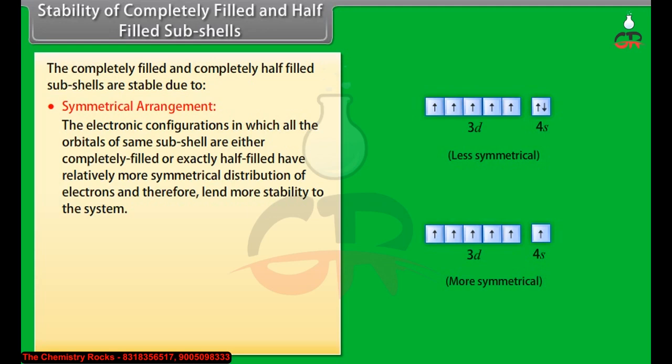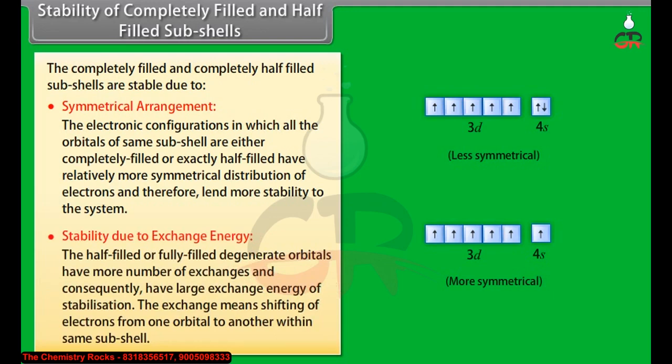Stability due to exchange energy. The half-filled or fully filled degenerate orbitals have a larger number of exchanges and consequently have large exchange energy of stabilization. The exchange means shifting of electrons from one orbital to another within the same subshell.